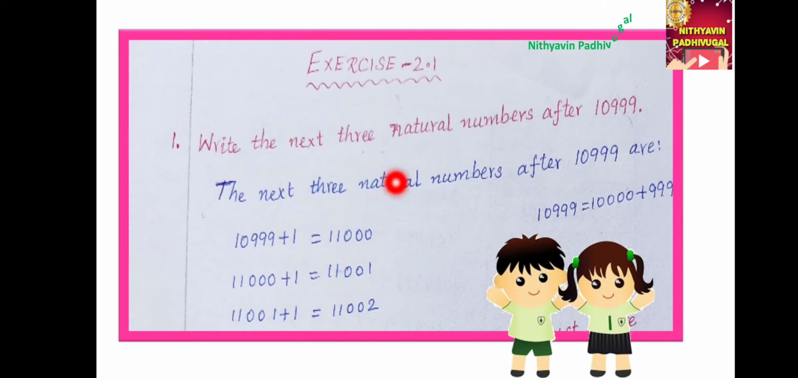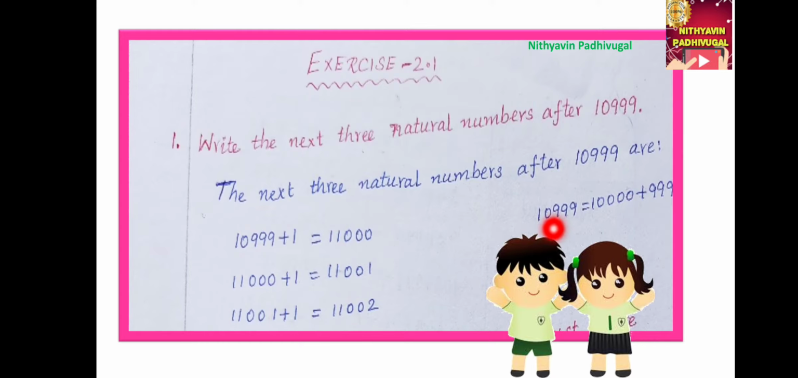Write the next 3 natural numbers after 10,999. Next 3 numbers means next 3 successors. The 3 successors of 10,999. The first successor after 10,999 is 10,999 plus 1, which is equal to 11,000.